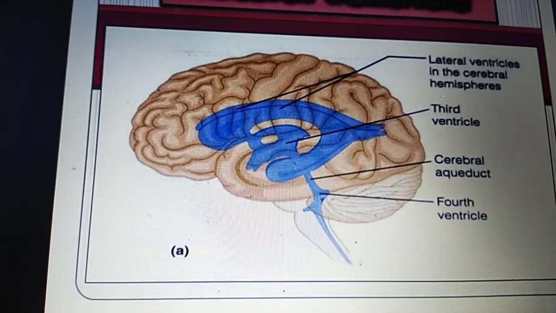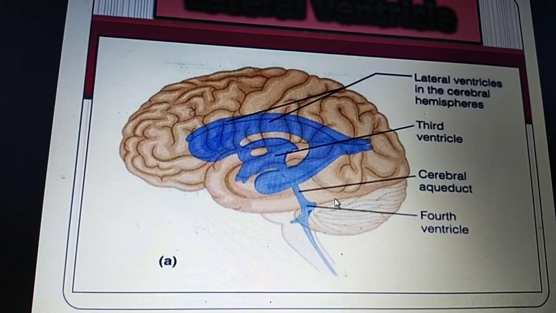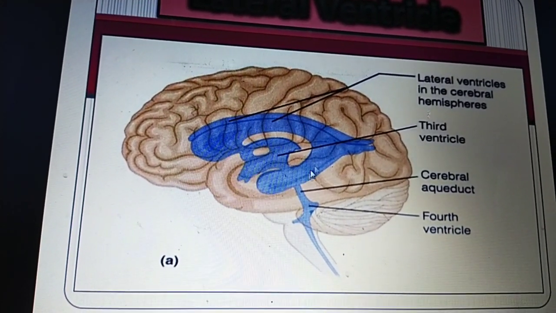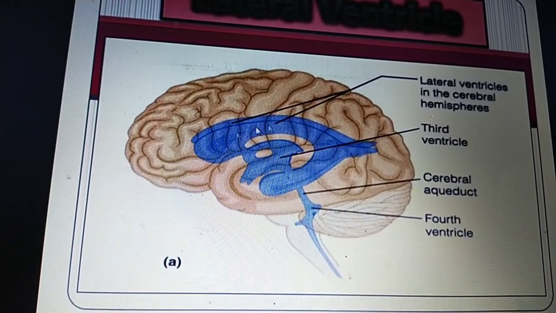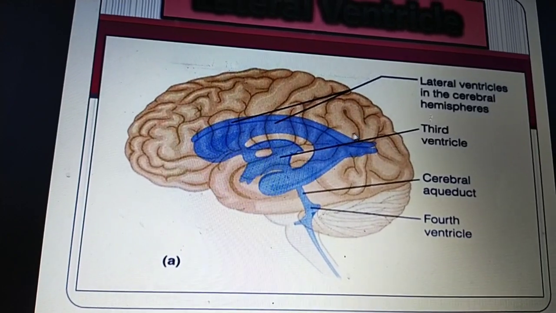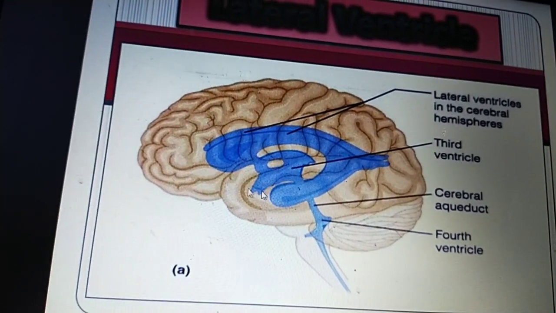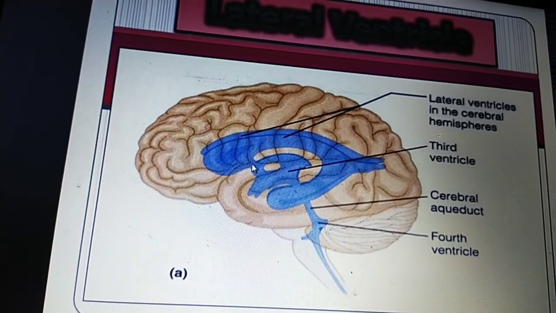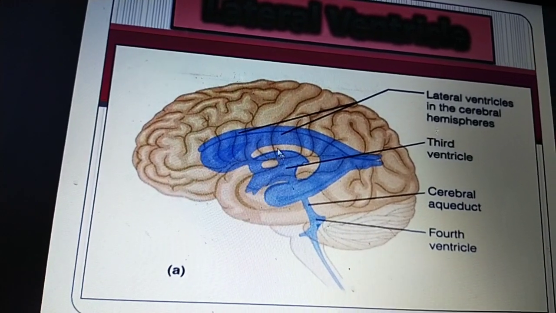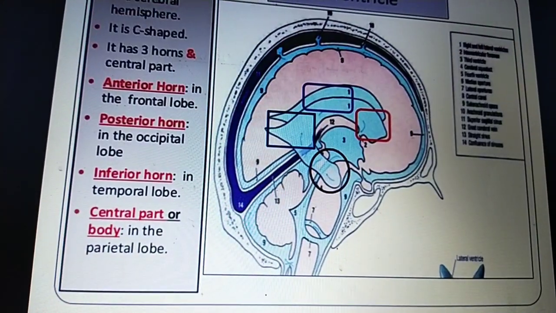Lateral ventricle. This whole thing is a lateral view of the ventricles. This whole thing is called the lateral ventricle. This is the anterior horn. This is the body. This is the posterior horn, and this is the inferior horn of the ventricle. And this is the interventricular foramina, and this is the third ventricle.